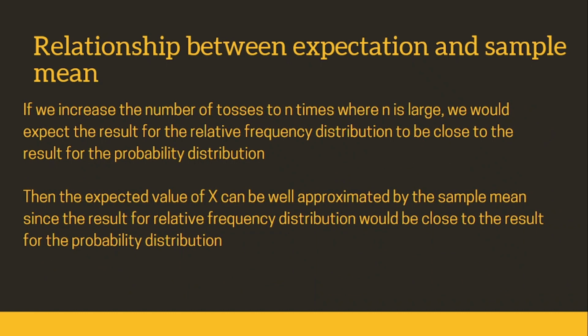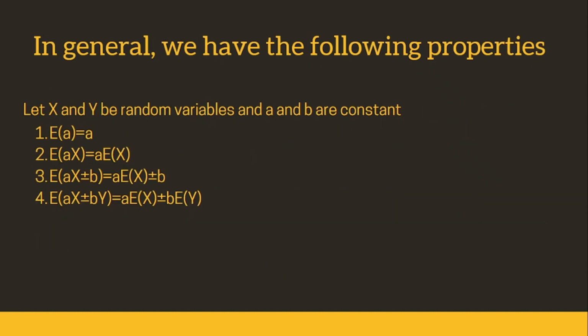But what we know is that if we increase the number of tosses to n times, where n is large, we will expect the relative frequency distribution to be close to the probability distribution. Then the expected value of x can be well approximated by the sample mean, since the relative frequency distribution would be close to the probability distribution.